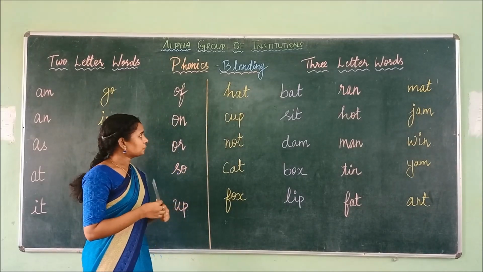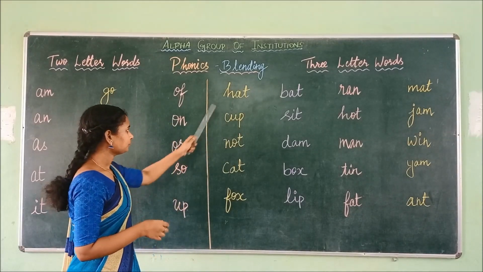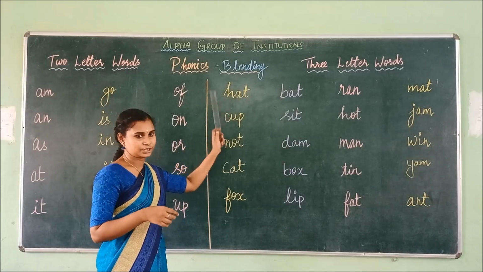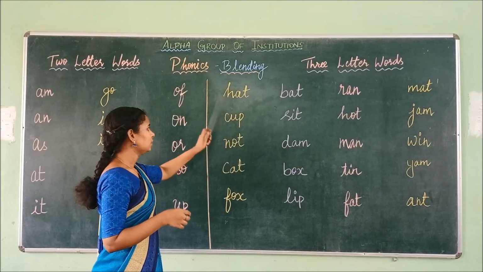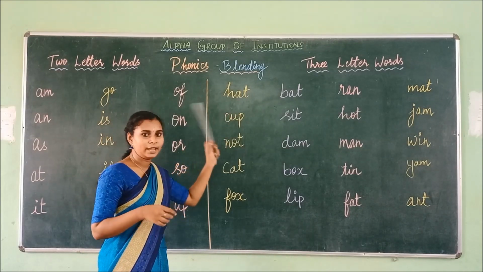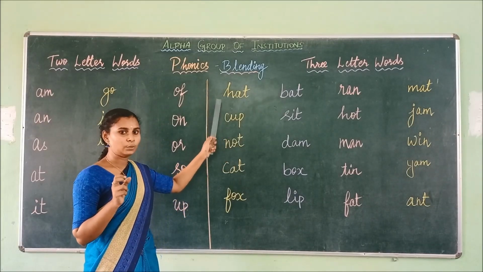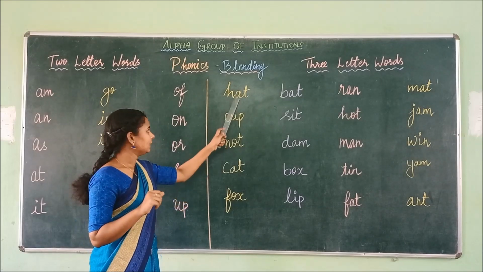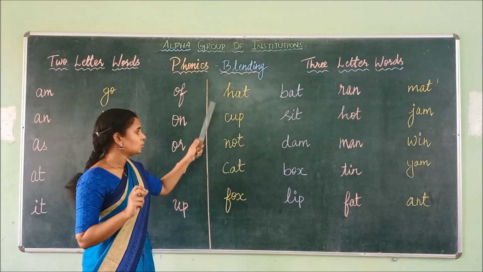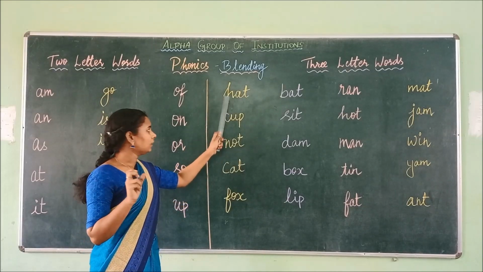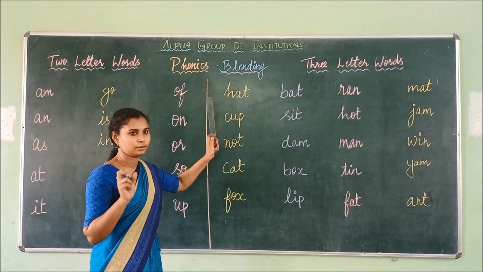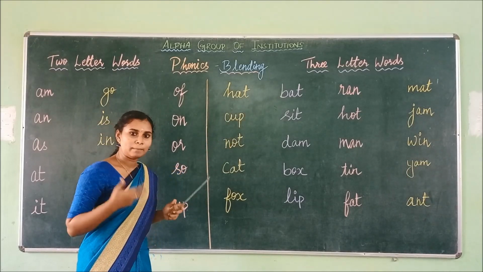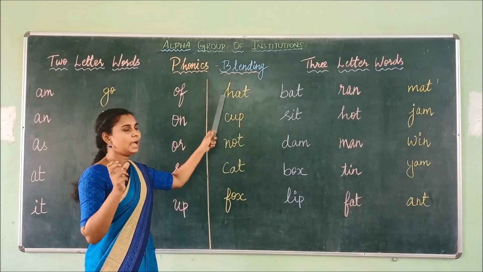Okay, so the first word you have here is, what is this? Hat. Okay, so this is hat. What is the sound of H? The sound of H is H, and A is A, and T is T, isn't it? So these are the sounds H, A, T, hat. When you combine them and read it, it becomes hat.